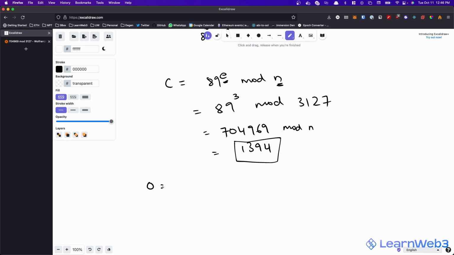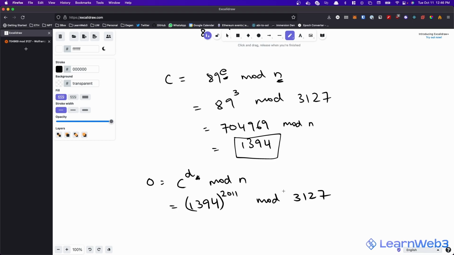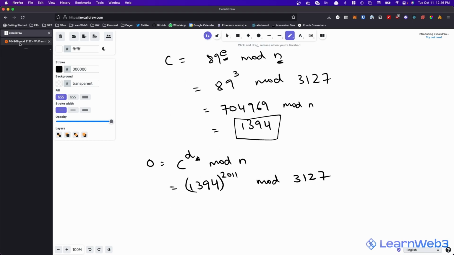We'll call this O for original message. We'll decrypt this data. What we'll do is take the ciphertext, raise it to the power D, and do modulus n. D is the private key that only I have. So this becomes 1394 to the power of D, the value of D was 2011, mod 3127. All right, this looks weird. You might not understand what's happening here.